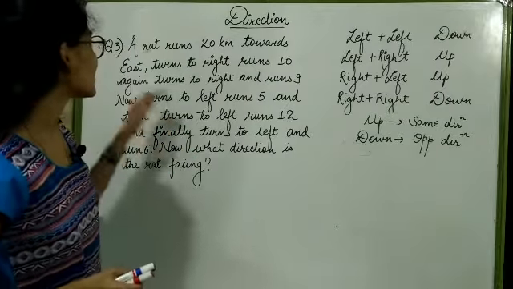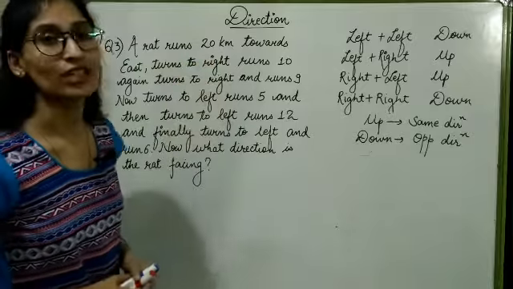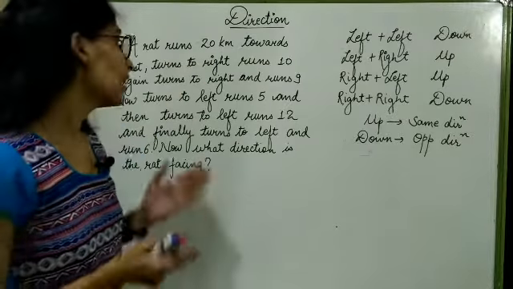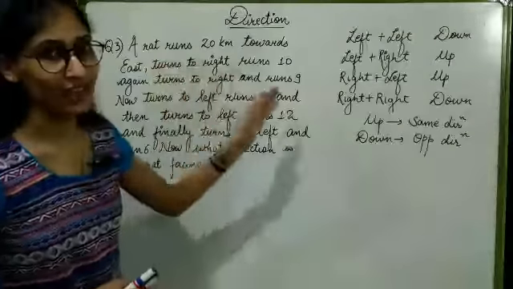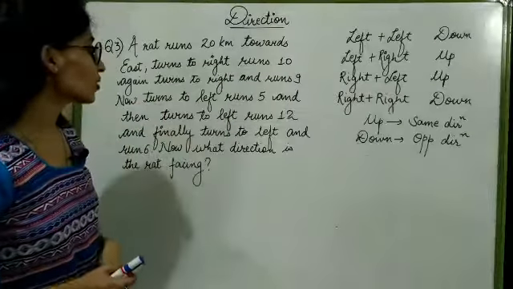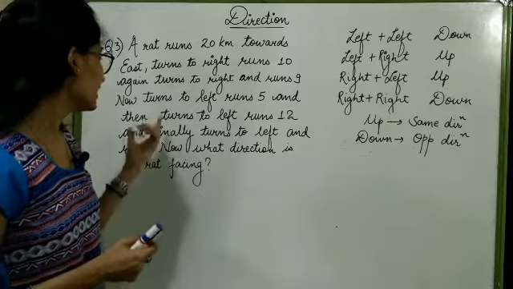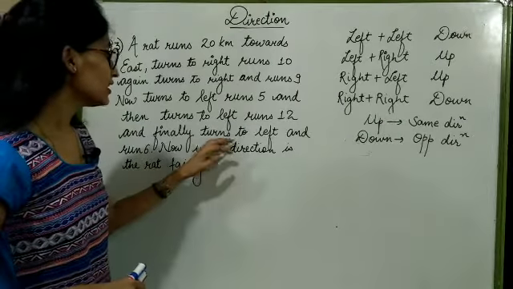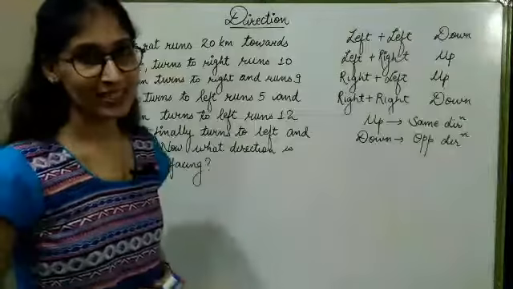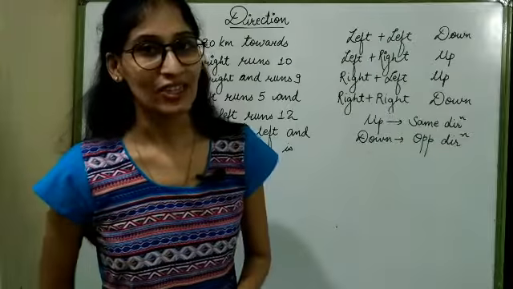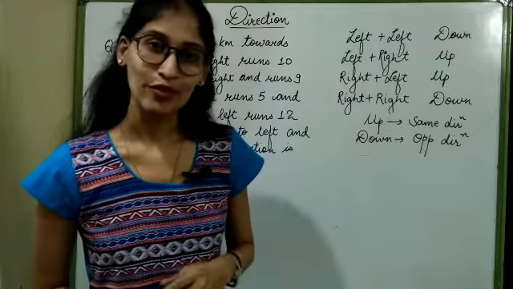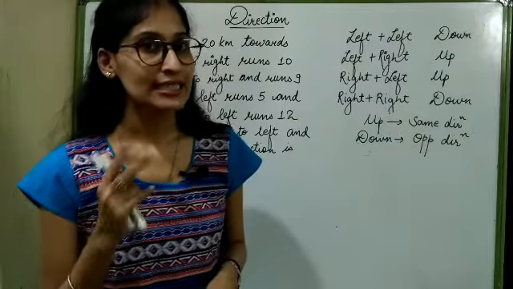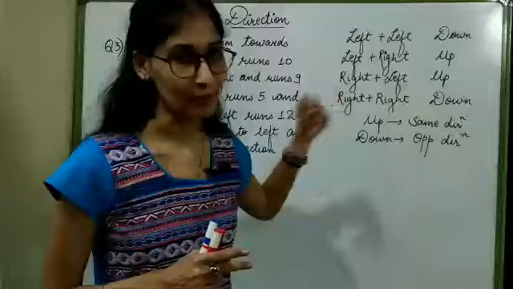My question here is, a rat runs 20 kilometers towards east, then turns to right and runs 10, again turns to right and runs 9, now turns to left, runs 5, turns to left again and runs 12, and finally turns to left and runs 6. Now, what direction is he facing? So first, we are going to solve this question using the direction chart. Second, with our short trick table.